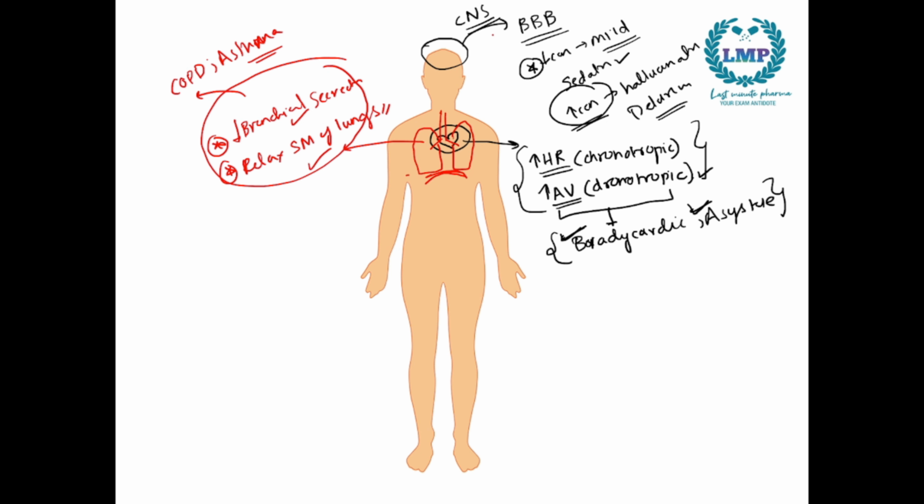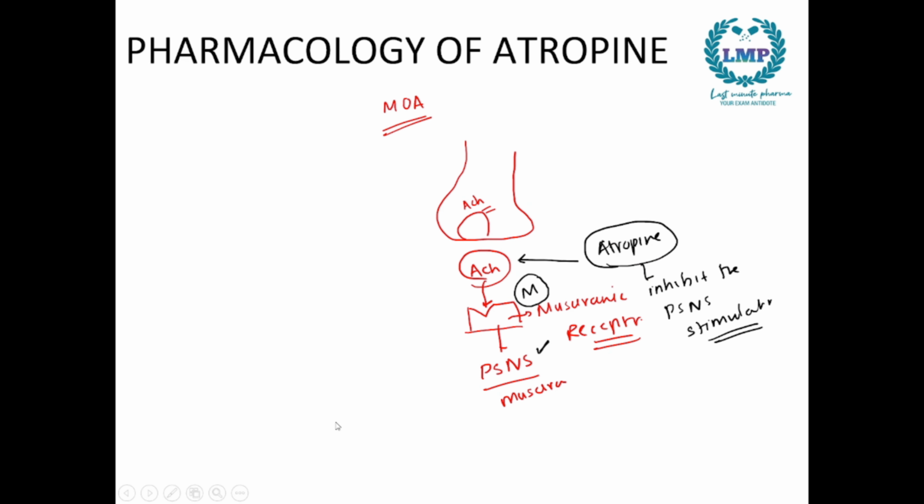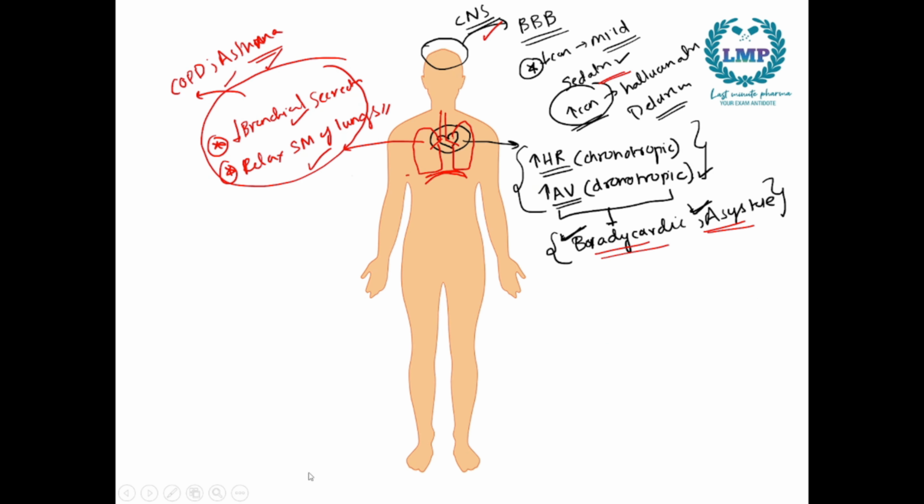So we understood till now the CNS effect, which causes a mild sedation. Then the cardiovascular effect, which helps in the treatment of bradycardia and asystole. Then we also understood how this drug helps in treating COPD and asthma related diseases. Now let's understand how this drug is going to help in treating your GI system.